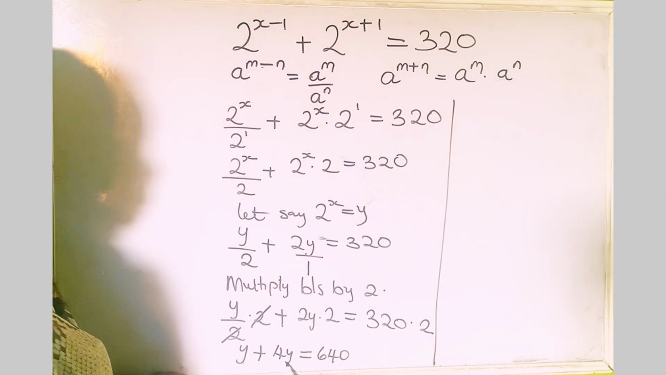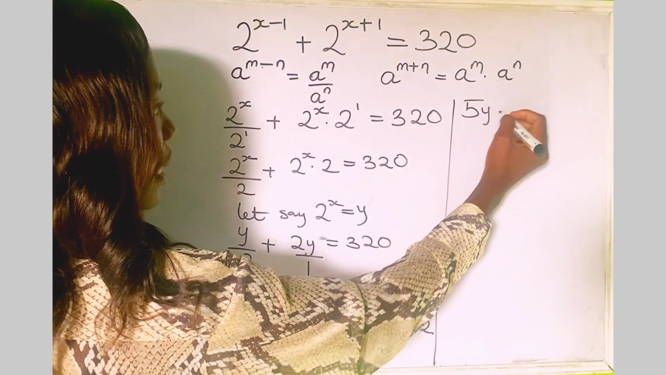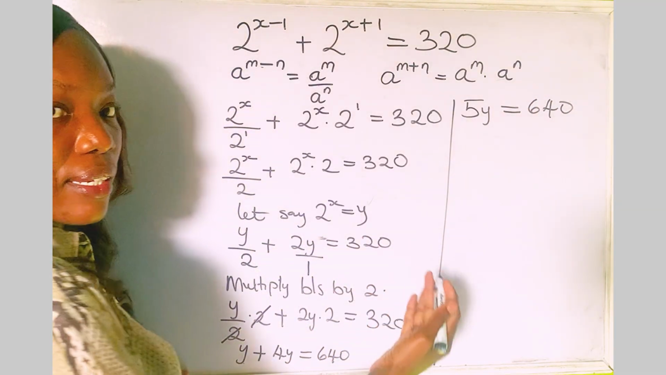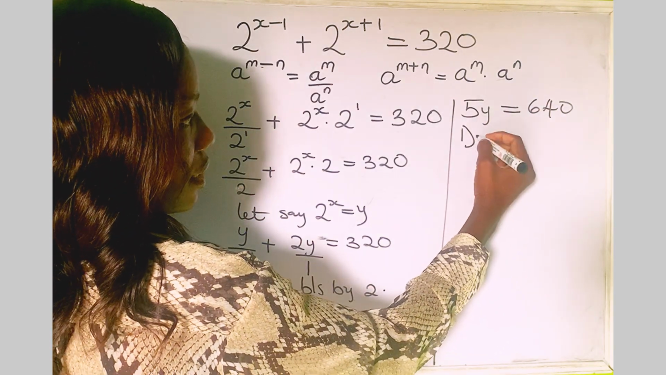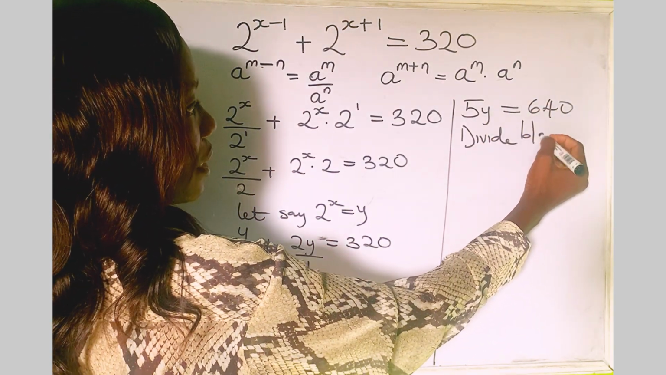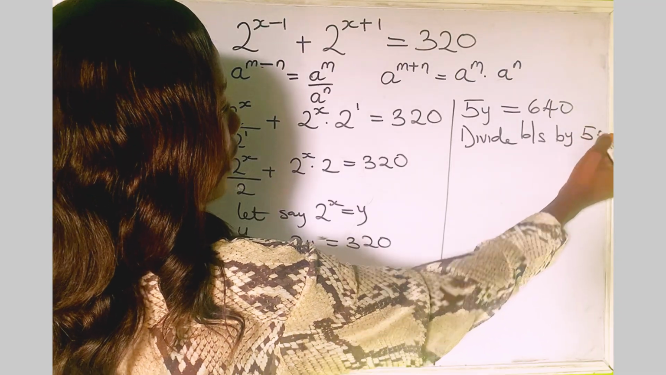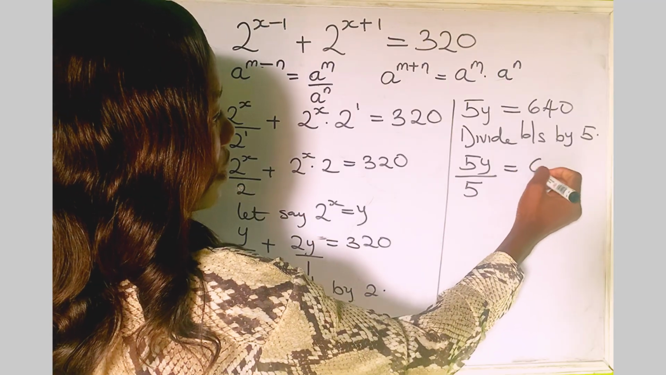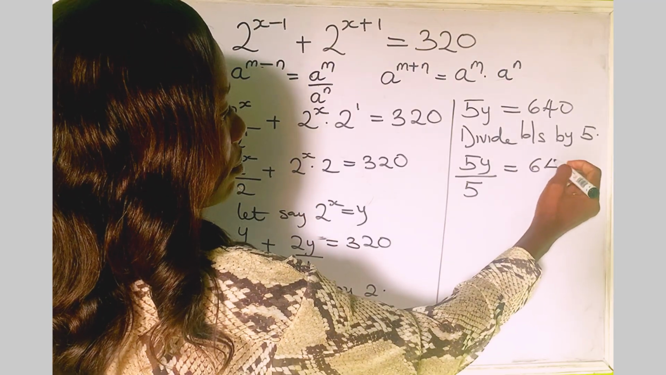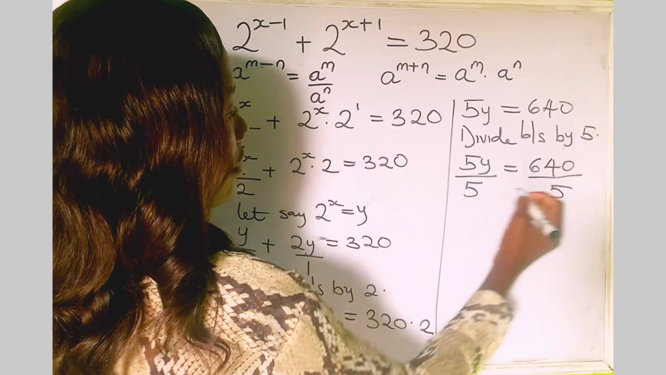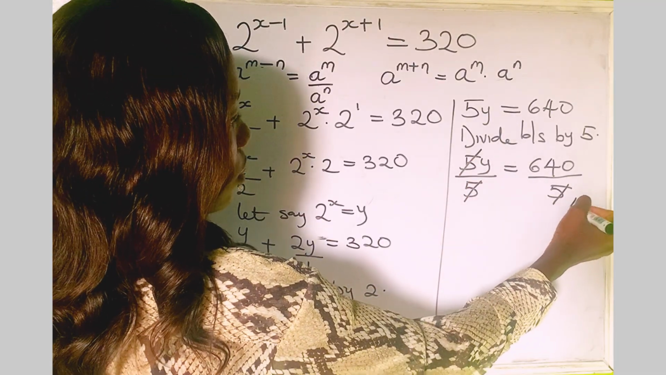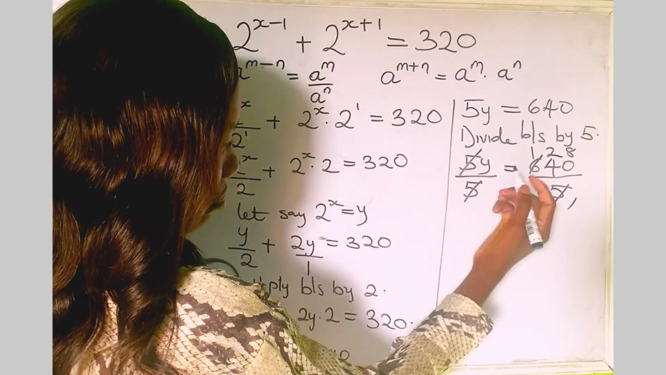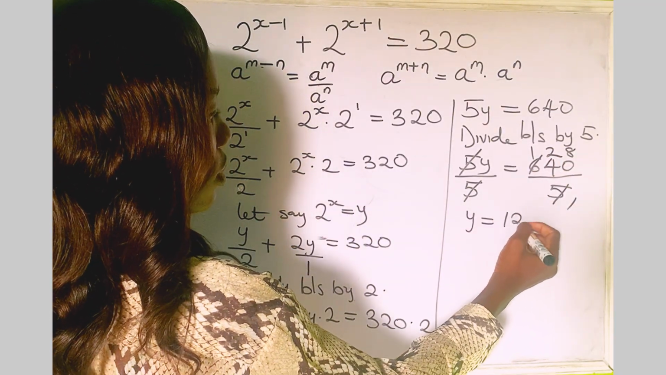Okay, now let's continue. y plus 4y is giving us 5y, right? And that is equal to 640. We can divide both sides by 5. When you do that, you have 5y all over 5 is equal to 640 all over 5. 5 will cancel 5. 5 here 1, 5 here 1, 2, 8. Okay? So y is equal to 128.